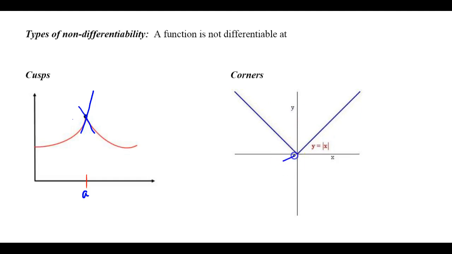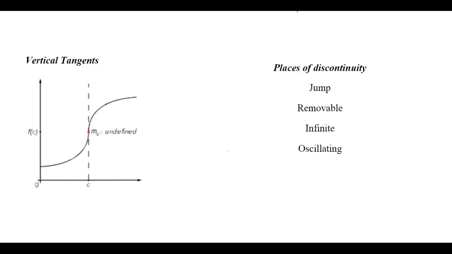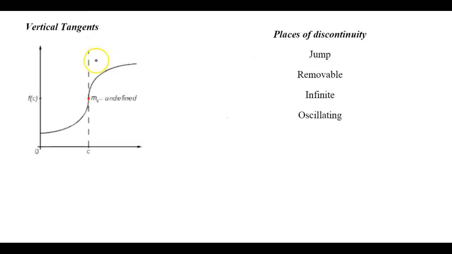So right here, this line or this line, there's too many different options. So at a corner or at a cusp, so here at 0 or here at this location a, the function fails to be differentiable. So we would call that a place of non-differentiability. And there are two more locations where a function can fail to be differentiable. The next one is at a vertical tangent line.